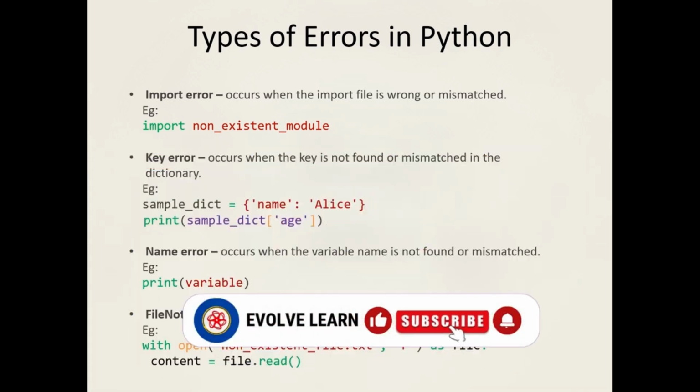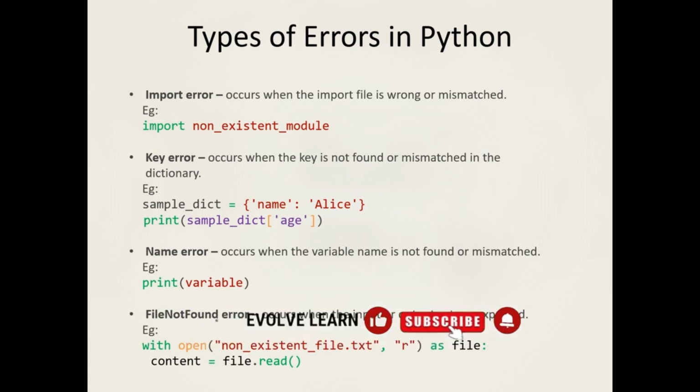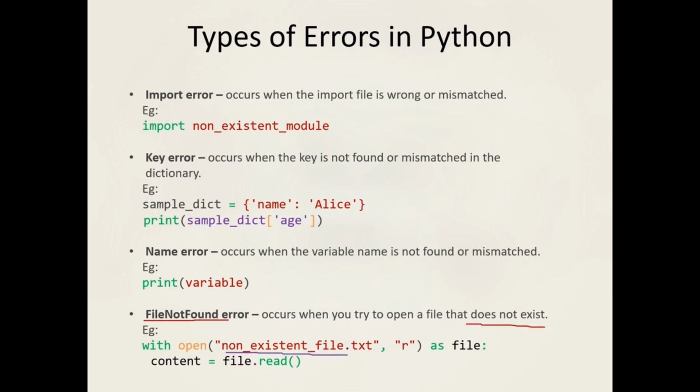Next, name error. Name error occurs when you try to use a variable or function that has not been defined or not found. Here, variable is not defined before it is used, leading to name error. Lastly, file not found error. A file not found error occurs when you try to open a file that does not exist. In the example, I am attempting to read a file named non-existent file which does not exist, so it raises a file not found error.